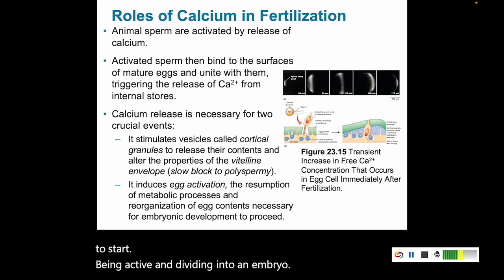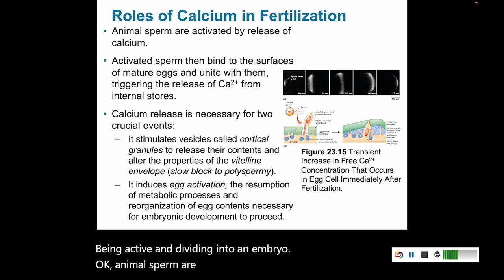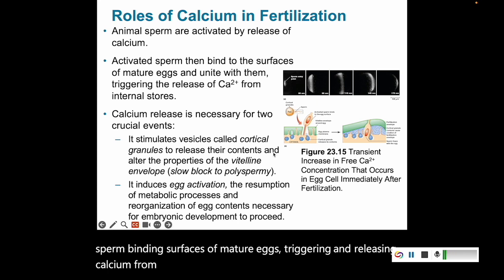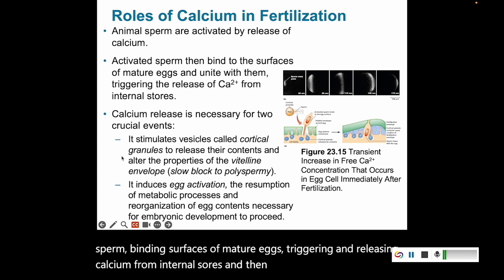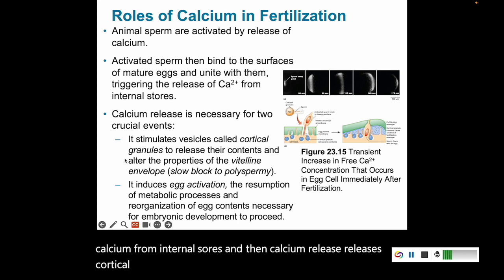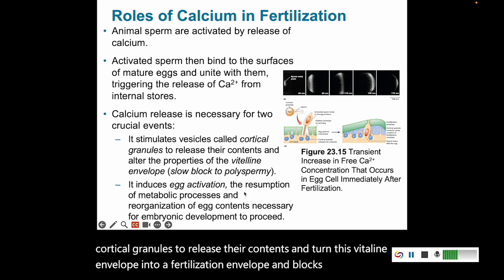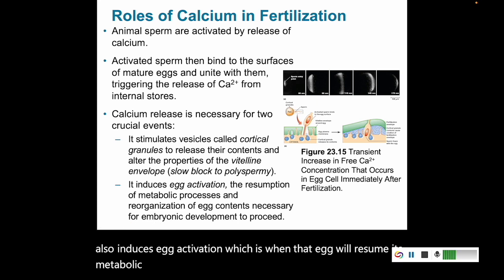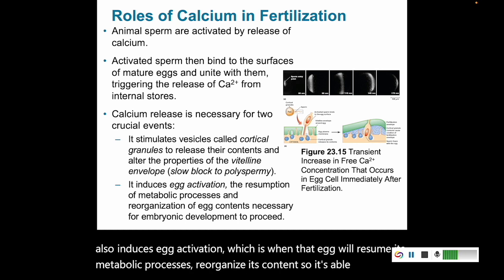Okay, animal sperm are activated by release of calcium. Activated sperm bind to surfaces of mature eggs, triggering the release of calcium from internal stores. And then calcium causes cortical granules to release their contents and turn the vitelline envelope into a fertilization envelope, which blocks polyspermy. It also induces egg activation, which is when that egg will resume its metabolic processes and reorganize its contents so it's able to go through embryonic development.